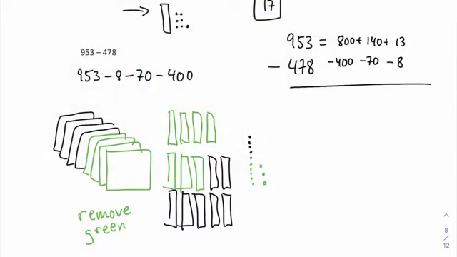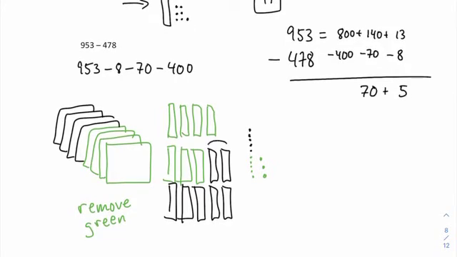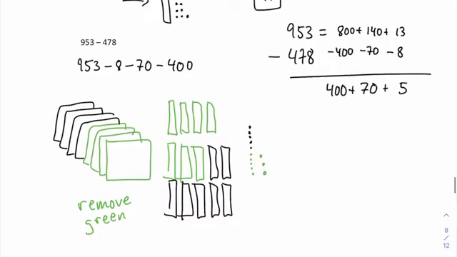And then what would be left is in black, right? 13 minus 8 gives me 5 black pieces left. 5 black singles, right? Those 5 black singles right there are left. I removed 7 of the 14 10s, so that gives me 7 10s left, right? These black 7 10s right there are left. And then I had 800s and I removed 400, there's 400s left. So my answer in the end is 475.